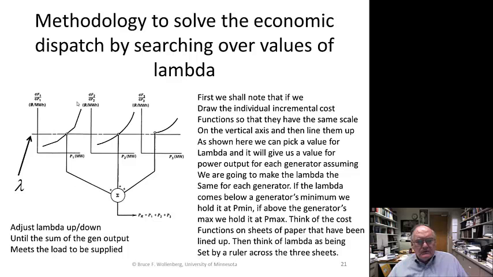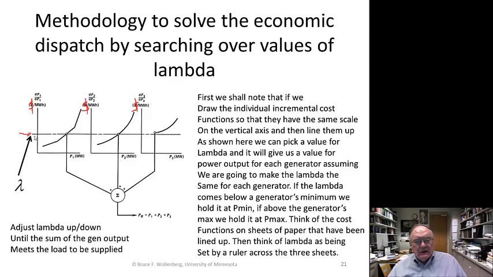You take and you draw. Here's the incremental cost, okay? And this should be dollars per megawatt hour. And that's the incremental cost, and this is P. And you've got to make sure that these are all drawn on the same scale. And this is the value of lambda.